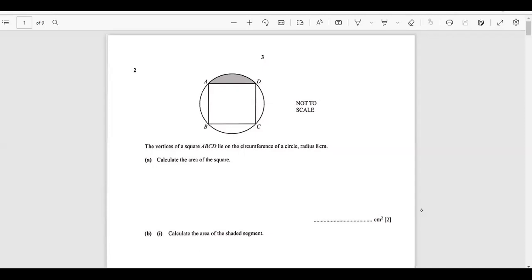Right, so I've started the recording and now I'm going to share the screen. Okay, so I've shared the screen today. We'll talk about a few past paper questions.